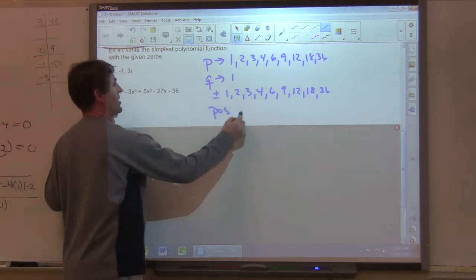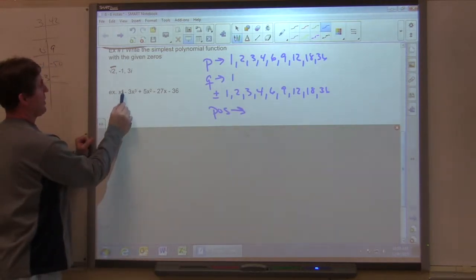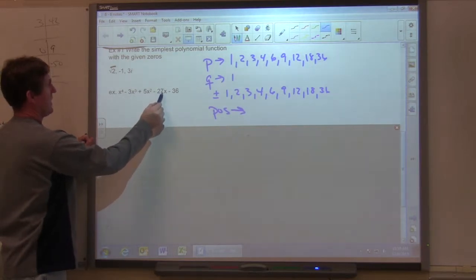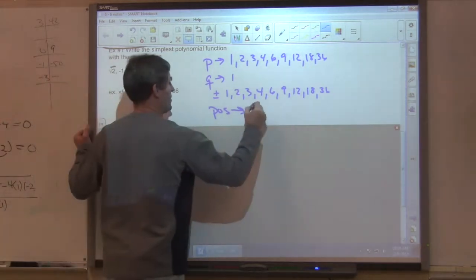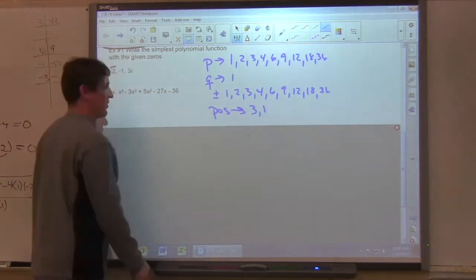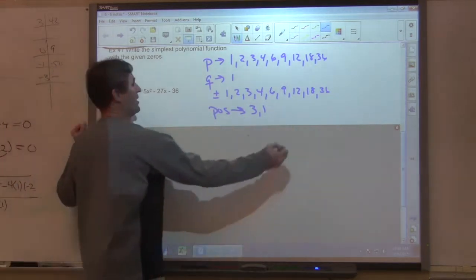So remember to do your sign changes for positive possibilities. We just count. It started positive, went to negative, that's 1 sign change. To positive, 2, to negative, 3, stayed negative, so there's 3. Then you subtract 2 until you get to 1 or 0. So there's either 3 positives or 1 positive solution.